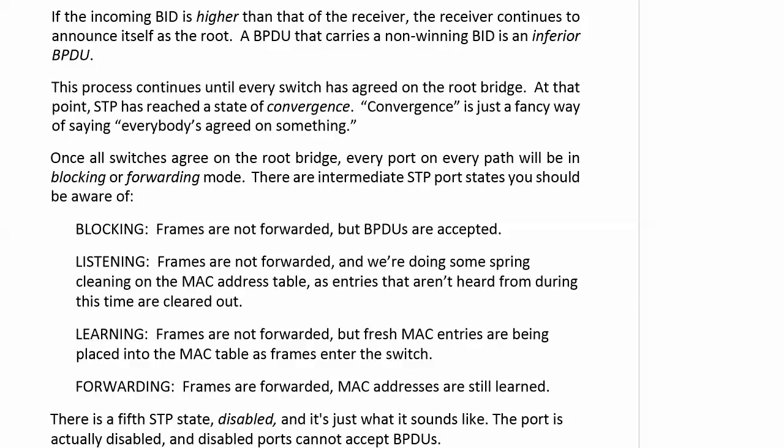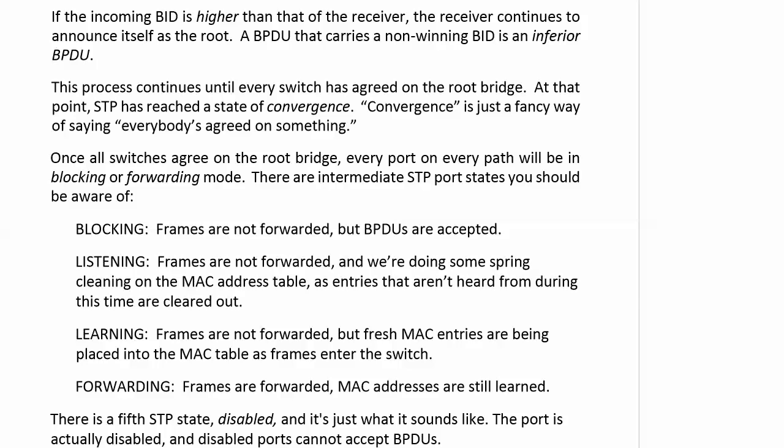There is a fifth official STP state, disabled. If you were putting them in order, I would say you would put disabled before all of these, but it's just what it sounds like. The port is actually disabled, and disabled ports cannot accept BPDUs. That's a big difference between blocking and disabled.